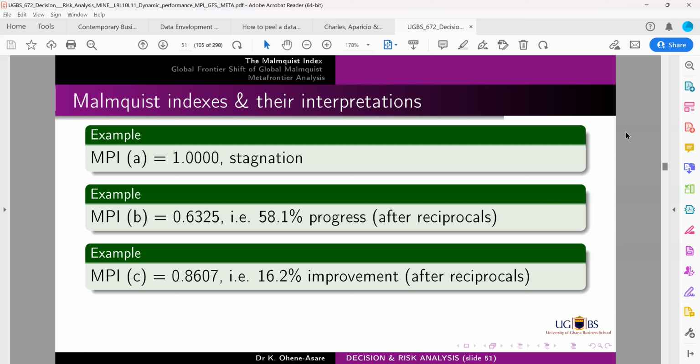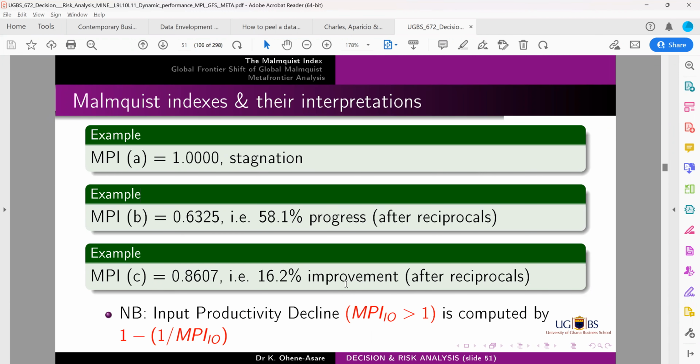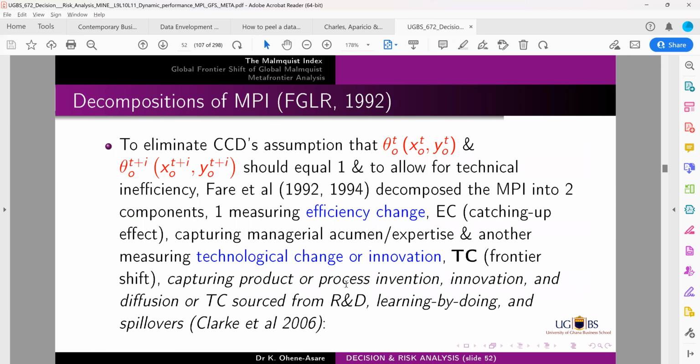Now, the productivity score, the 16.2% improvement in productivity that C experienced, where did it come from? There are 2 ways you can find the source of productivity. We indicated the last time that the 2 sources are efficiency change and technological change. Efficiency change is your ability to catch up to the frontier. So you have control of that.